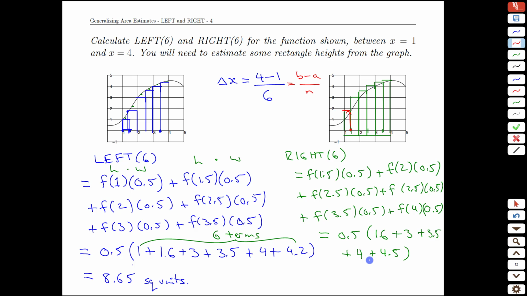Notice again, in this sum here, we have 6 terms. Last but not least, we pull our calculators out and we get the estimate, which in this case ends up being 8.9 square units.